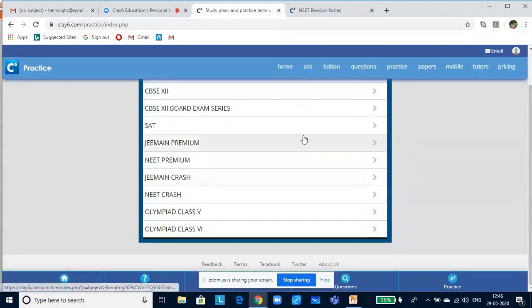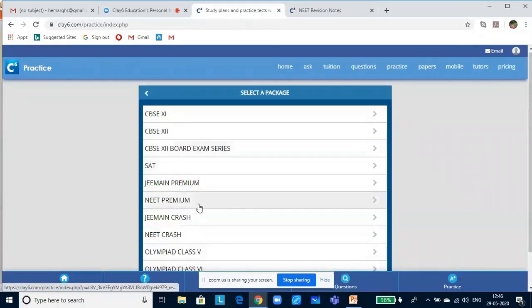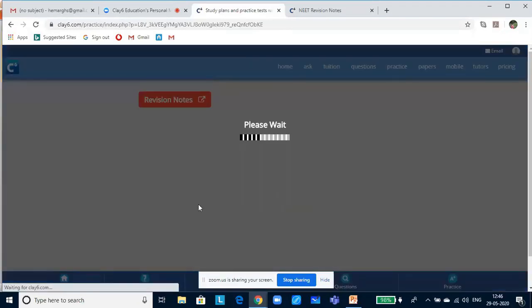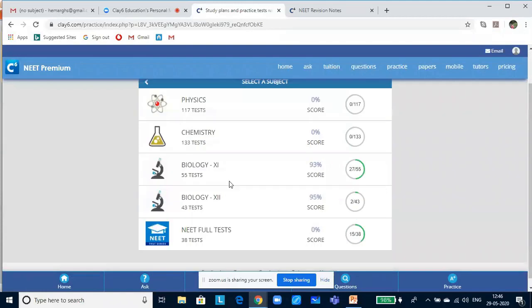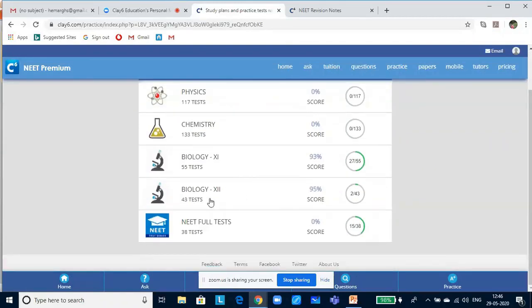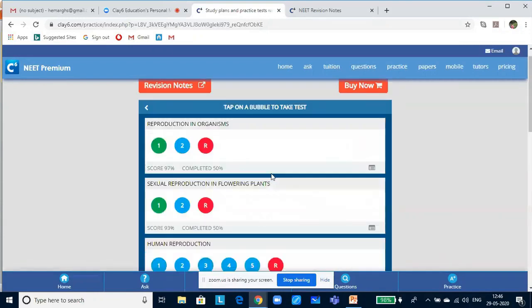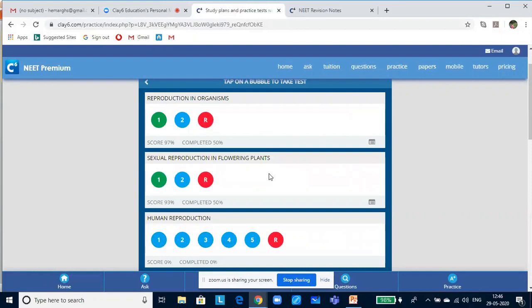You will be seeing a lot of packages here. So since it's a NEET class, I'll be selecting the NEET Premium package. And here you will be finding chapter-wise tests in physics, chemistry, biology, and also NEET full-term tests. Since we have started with grade 12 biology, let us click on that.